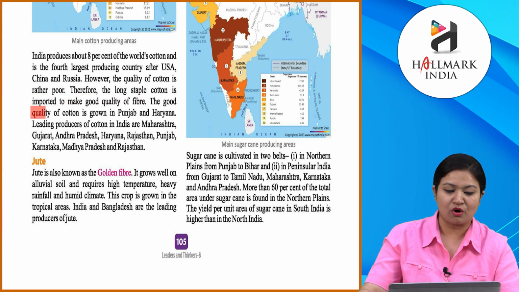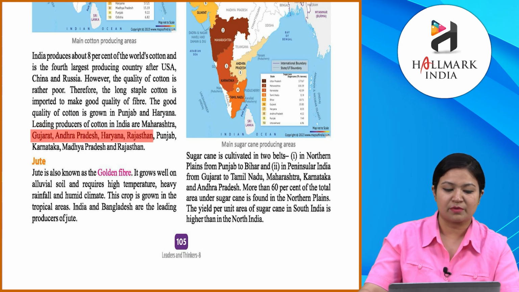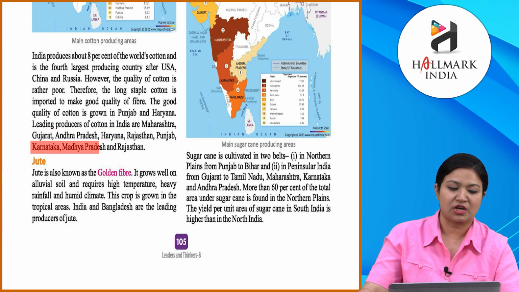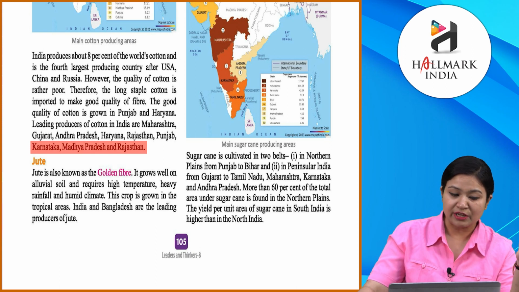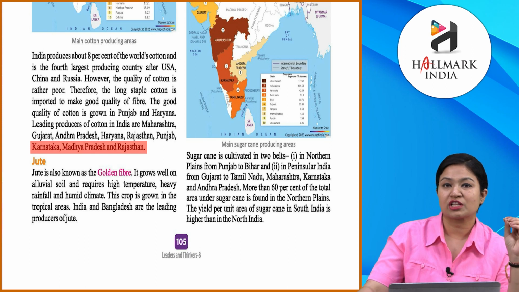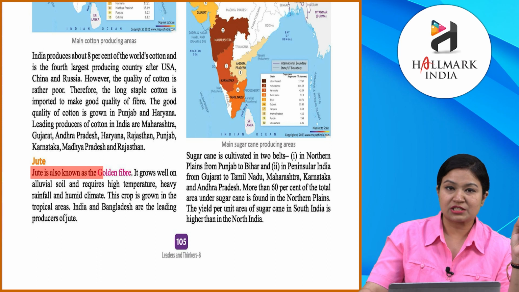The good quality of cotton is grown in Punjab and Haryana. Leading producers of cotton in India are Maharashtra, Gujarat, Andhra Pradesh, Haryana, Rajasthan, Punjab, Karnataka, Madhya Pradesh and Rajasthan. India produces 8% of world cotton, and in some states of India like Punjab and Haryana, cotton farming is mostly done.